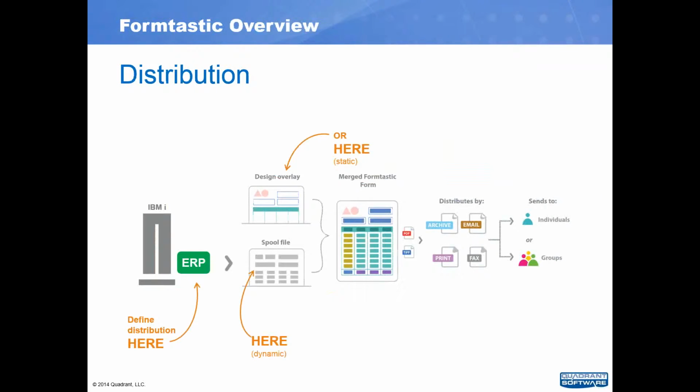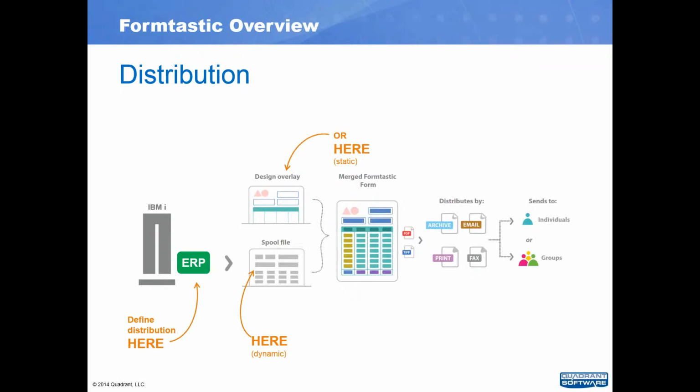And once the document is created, we have a number of different ways to determine who gets the copy and how it's distributed. So you can define the recipient a number of different ways. The most common way is to dynamically pull the recipient information right out of the spool file itself. If the recipient information is not included in the spool file, you can define that information in your ERP to be directly passed in the spool file.